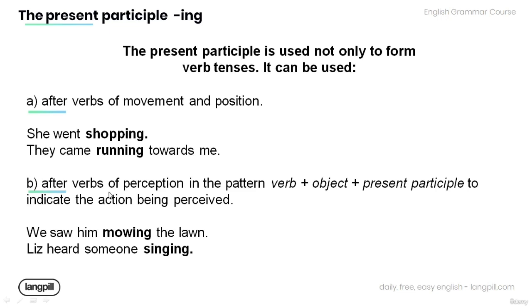B. After verbs of perception in the pattern of verb plus object plus present participle to indicate the action being perceived, as in the examples below. We saw him mowing the lawn. Verb, saw. Object, him. Present participle, mowing. Liz heard someone singing. Verb, object, present participle.